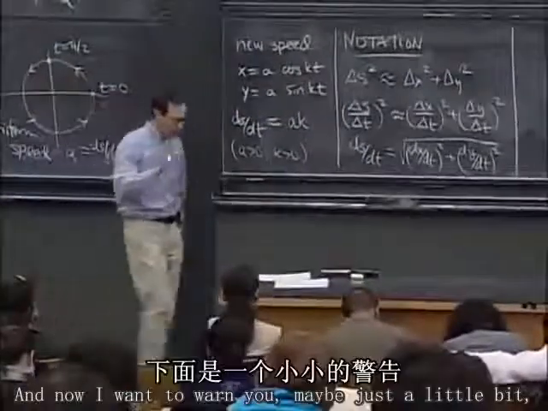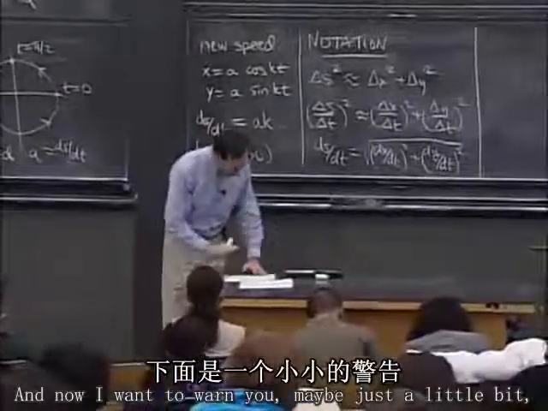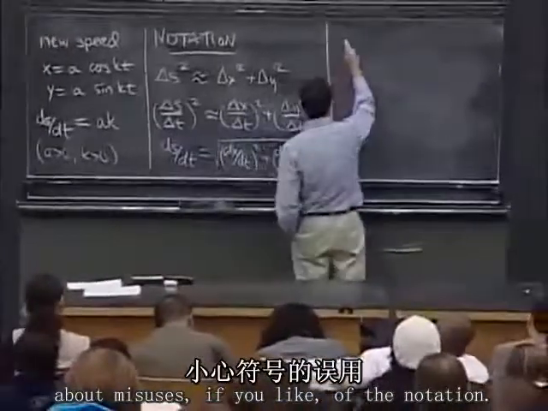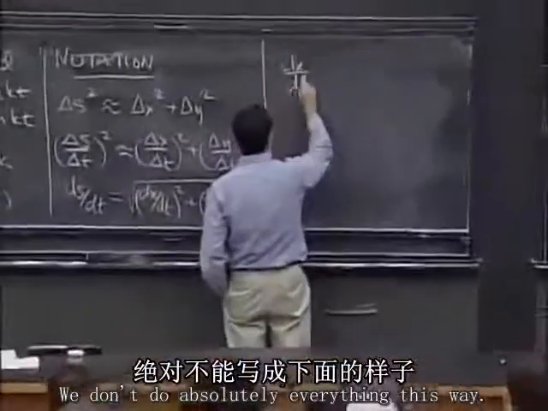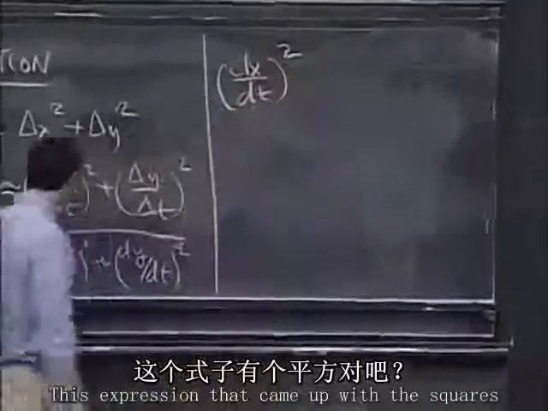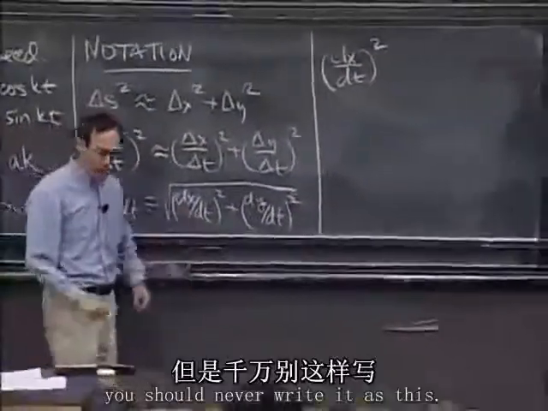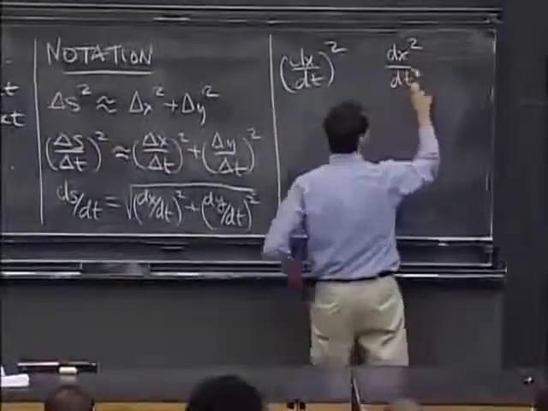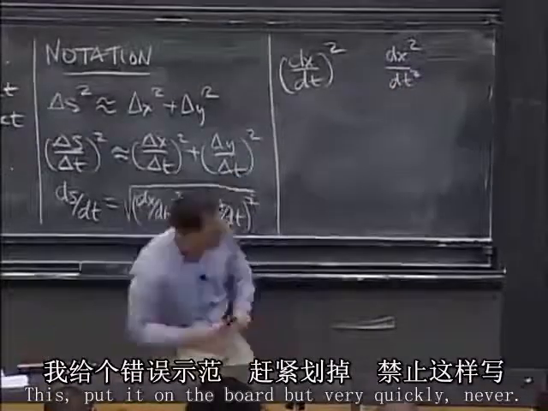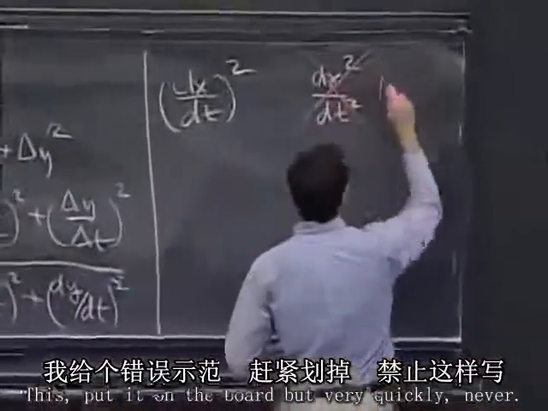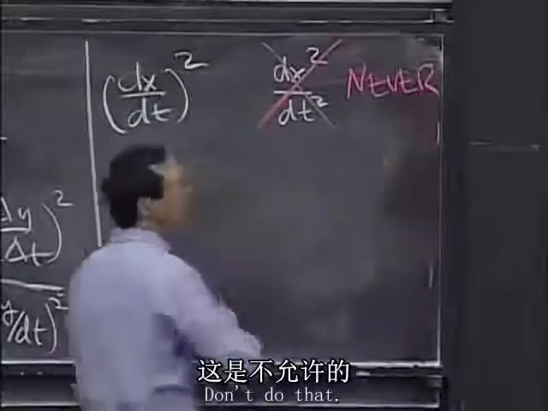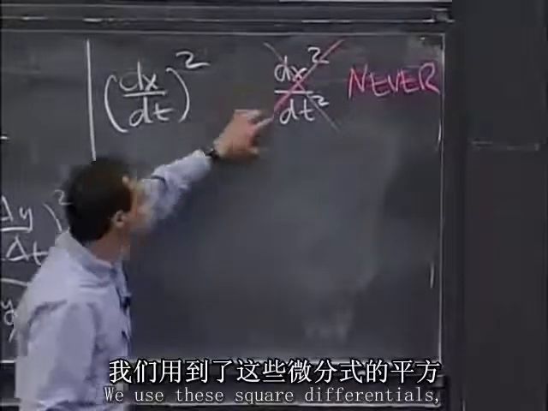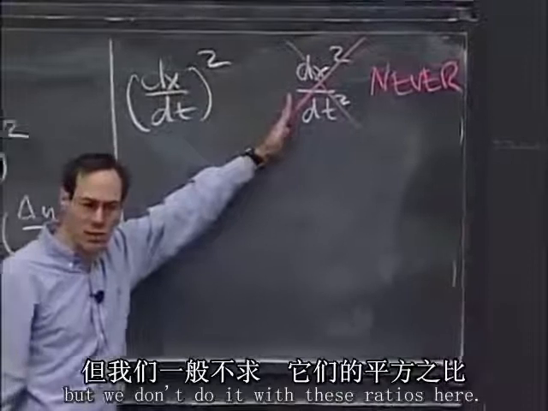And now I want to warn you maybe just a little bit about misuses, if you like, of the notation. We don't do absolutely everything this way. This expression that came up with the squares, you should never write it as this. Okay? I've put it on the board, but very quickly. Hurry, hurry, hurry. Never. Okay? Don't do that. We use these square differentials, but we don't do it with these ratios here.